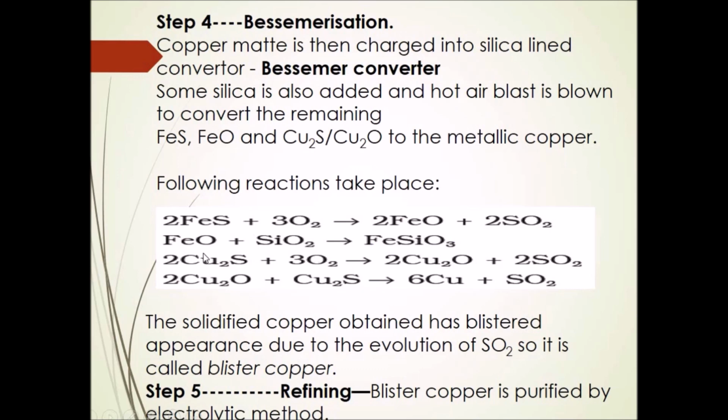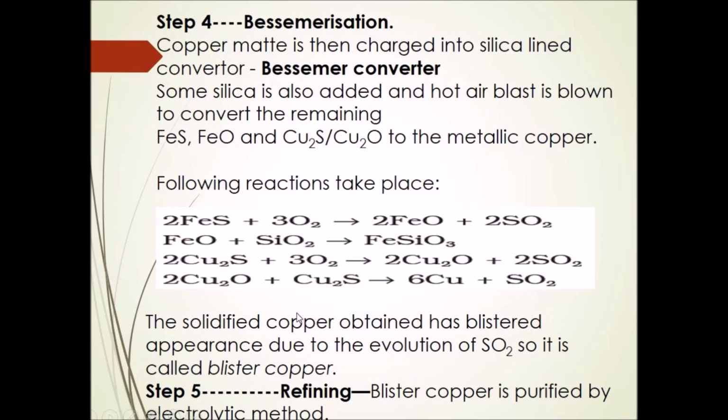Now, the small amount of copper sulfide which is present is being oxidized, or converted into its respective oxide, that is cuprous oxide, with the release of sulfur dioxide gas. So what was the gas released over here in this process? Sulfur dioxide. This cuprous oxide undergoes auto reduction with the remaining cuprous sulfide, and metallic copper is obtained over here.